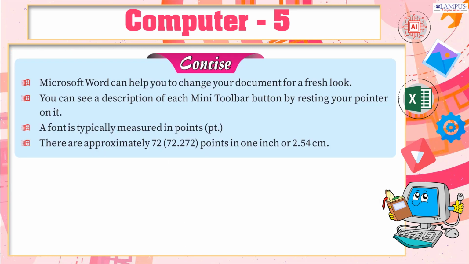Concise. Microsoft Word can help you to change your document for a fresh look. You can see a description of each mini toolbar button by resting your pointer on it. A font is typically measured in points. There are approximately 72.272 points in 1 inch or 2.54 centimeters.